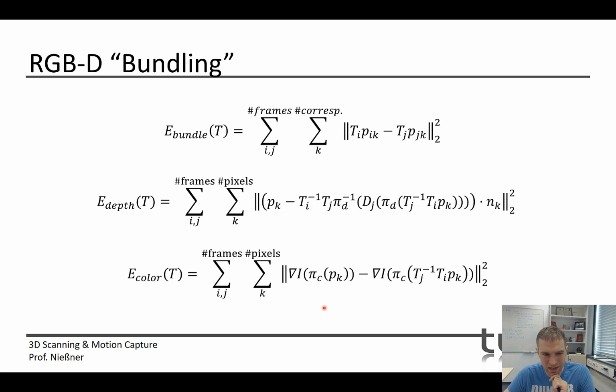You can also take a point P, project this point P into the other frame, project it into image space, look up the color value, and compare it with the color value at the point P in my current frame. And you just want to minimize the difference between those color values. And instead of using the distance of color values, you typically use the gradients of the color values. That's a little bit more robust when it comes to optimization.